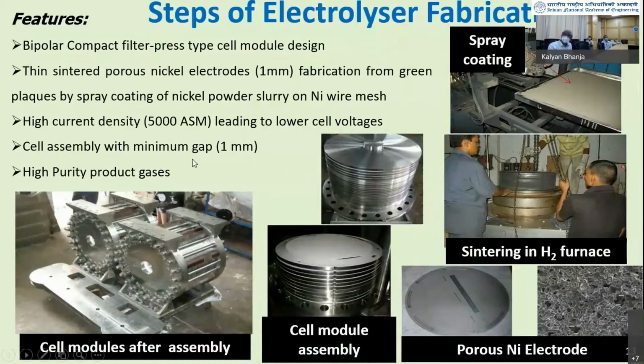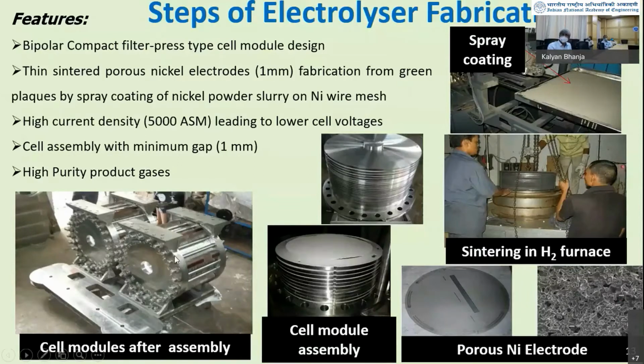So what about the fabrication method of this electrolyzer? First, as I told, we have to fabricate the membrane. Then the electrode. The electrode is fabricated by spray coating of nickel. Actually, nickel is suspended in some solvent, and some binder is there. After that, it is sprayed on a nickel wire mesh and sintered in a furnace to make a sheet. Then they are shaped or cut into pieces, and finally they are assembled in the cell module.